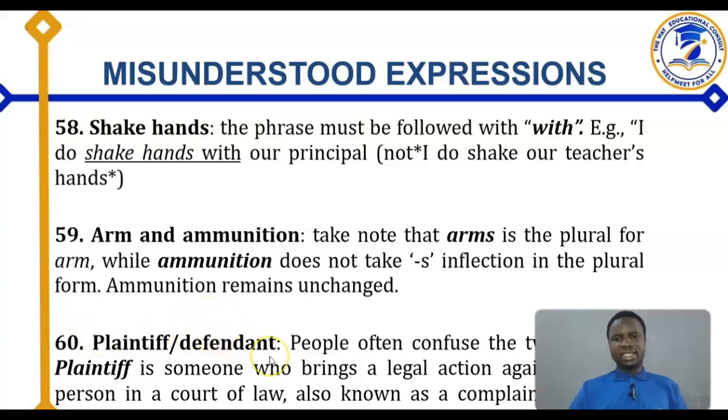Number 60 is plaintiff and defendant. This is a register of law in the legal court. The person that brings a case, a legal action, are we together, to a court of law is known as the plaintiff or the complainant. The complainant, somebody who complains, who brings a legal action to a law court against a person. That is a plaintiff or a complainant. While someone who is accused in the court of law is known as who? Defendant. Please take note of that so that you will not mix them up. In fact, the word defendant is already showing you that the person wants to defend the case.